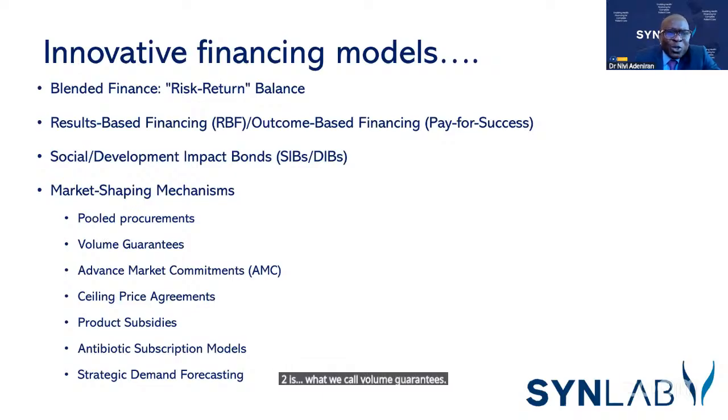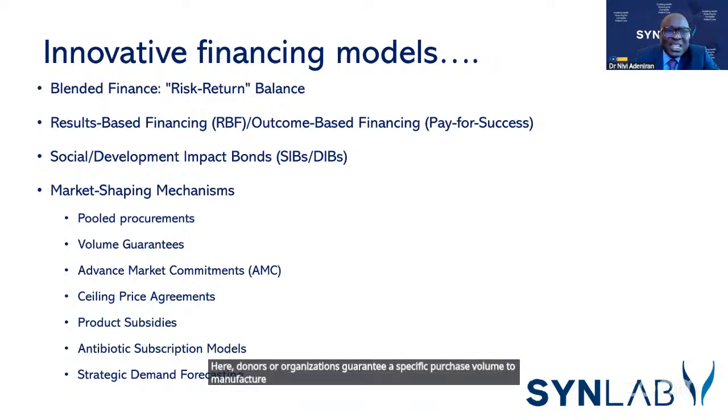2 is what we call volume guarantees. Here, donors or organizations guarantee a specific purchase volume to manufacturers, reducing their financial risk and incentivizing them to lower their prices, even to enter the market.